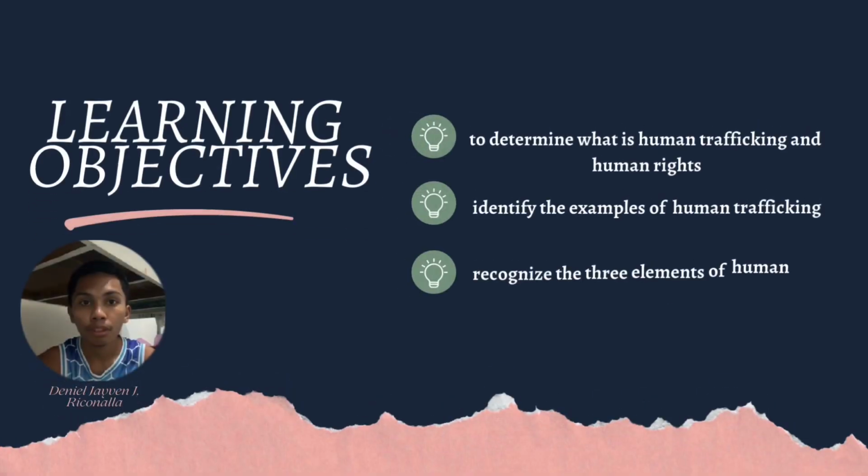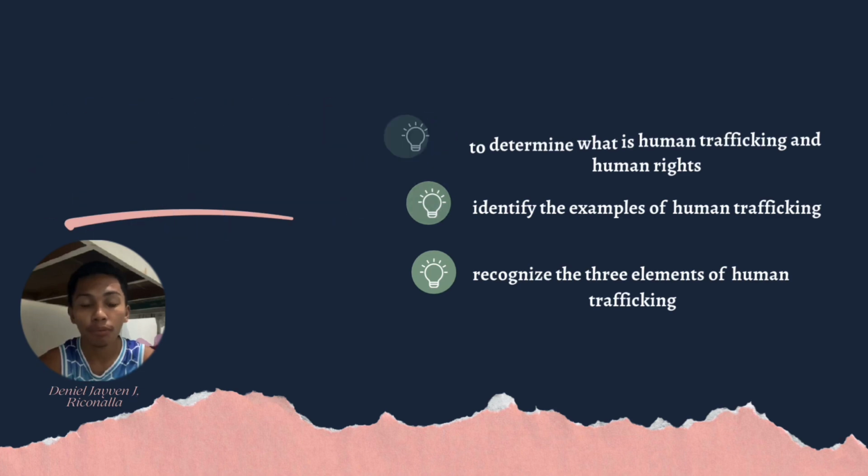These are the learning objectives of the discussion. You will determine what is human trafficking and human rights. Identify the examples of human trafficking. Recognize the three elements of human trafficking.